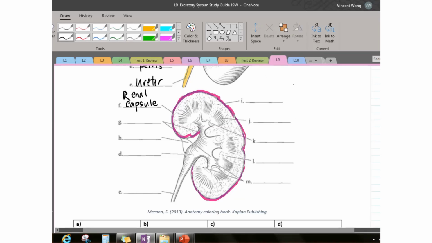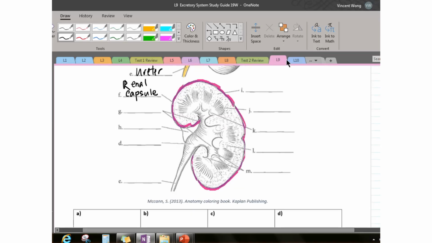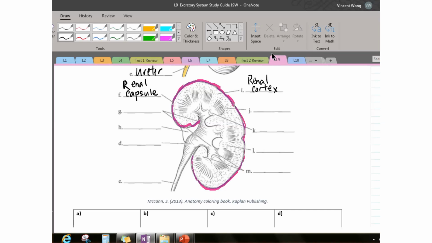Now, in the kidney, you will see that it is separated into two portions. Right? The outer portion is what we call the renal cortex. Okay, so cortex generally means the outside of an organ, right? So you remember we talked about the cerebral cortex, right, which is the outside of your cerebrum, right? So renal cortex is the outside of the kidney.